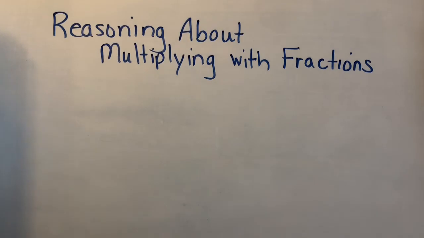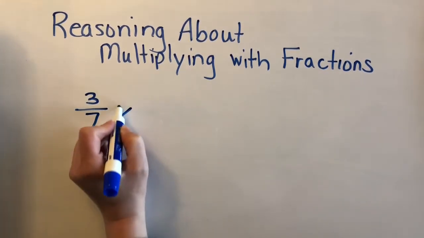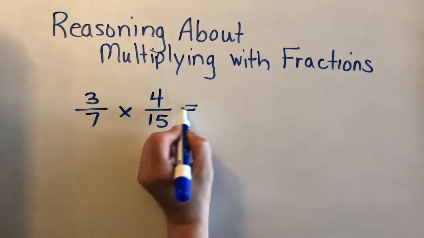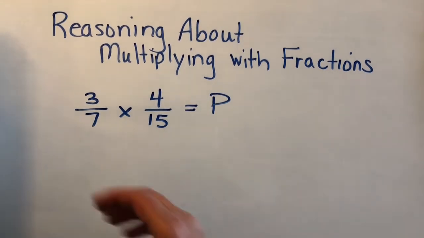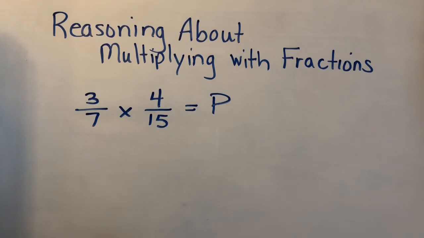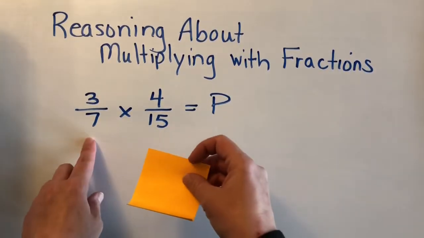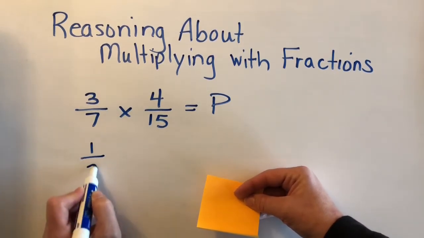Now we're going to talk about fractions times fractions and what is a reasonable estimate or a reasonable answer. So if I have 3/7 times 4/15 equals the product P this time. So if you think about a whole of something, so if I were to have a whole piece of paper, and I have 3/7 of this piece of paper, that means 3/7 is close to half, if you did not know, because half of 7 is 3.5. So this is close to half.